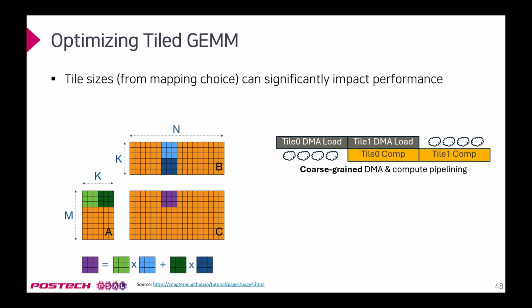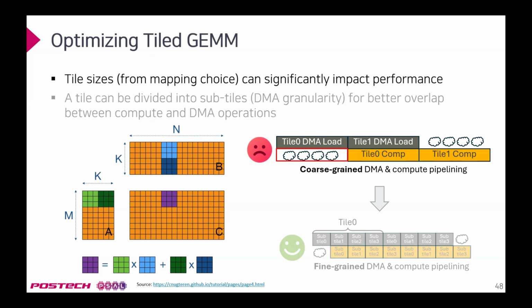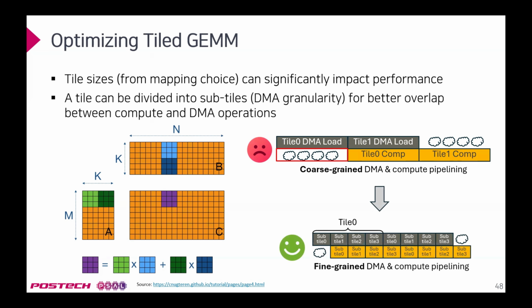However, in a standard tiled GEMM, computation on the first tile has to wait for the entire tile DMA to finish. This is what we call coarse-grained DMA. You can see there are some bubbles, but in fine-grained DMA, each tile is further subdivided into subtiles, which allows more overlap between DMA and computation.